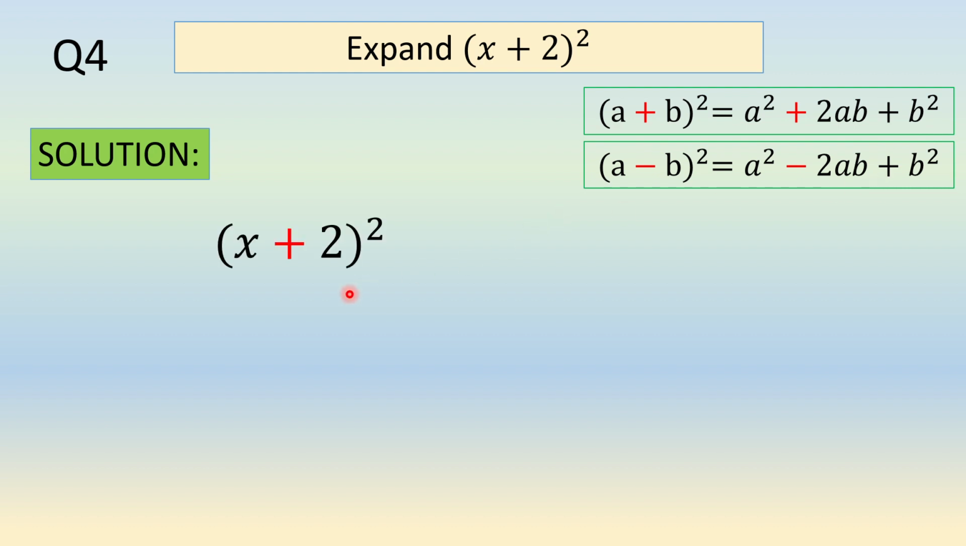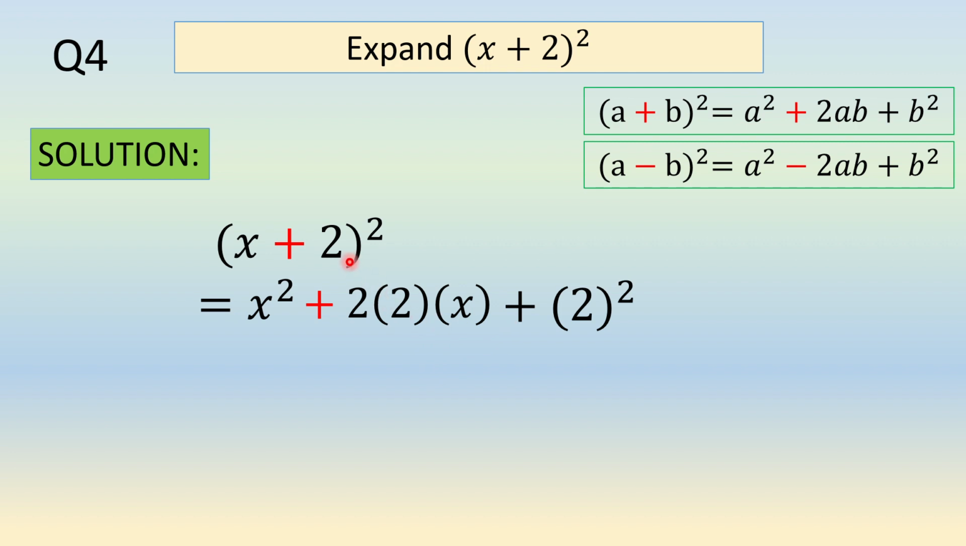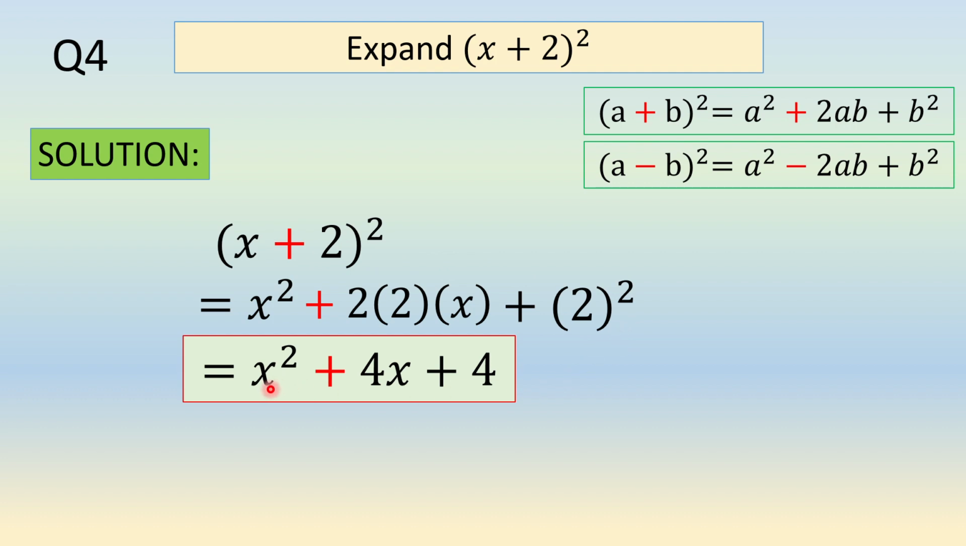Okay, let's move on to the question. Here, the first term you square, you get x squared. Then you multiply all the 3 terms, that will be 2 times x. Continue with the second term you have to square, that will be 2 squared. Simplify this. Therefore, your final answer will be x squared plus, the second term you have 2 times 2 times x, and you have 4x as the result, plus 2 squared, when you square the 2 you get 4. So the final answer is x squared plus 4x plus 4.